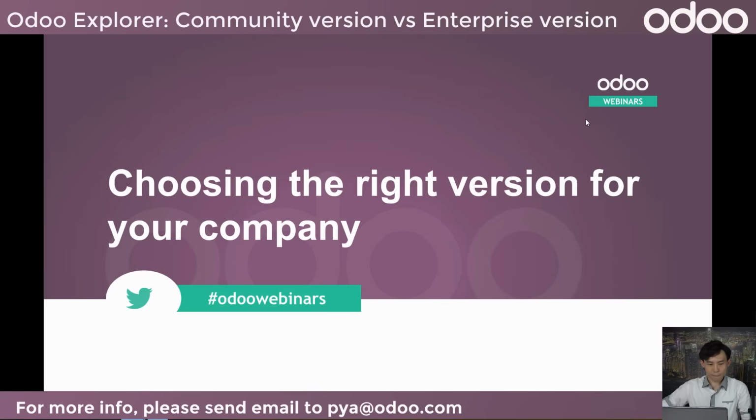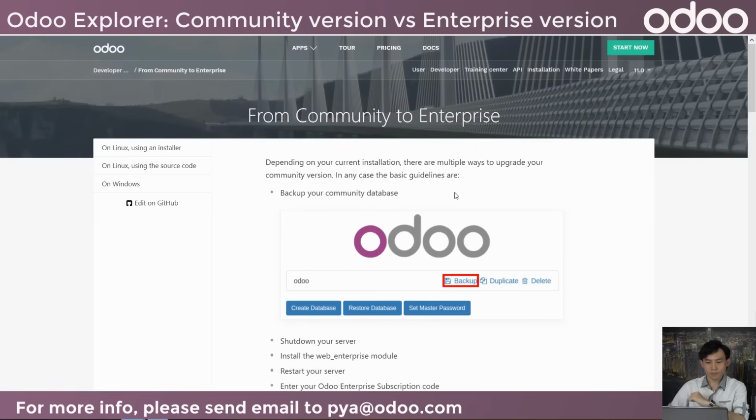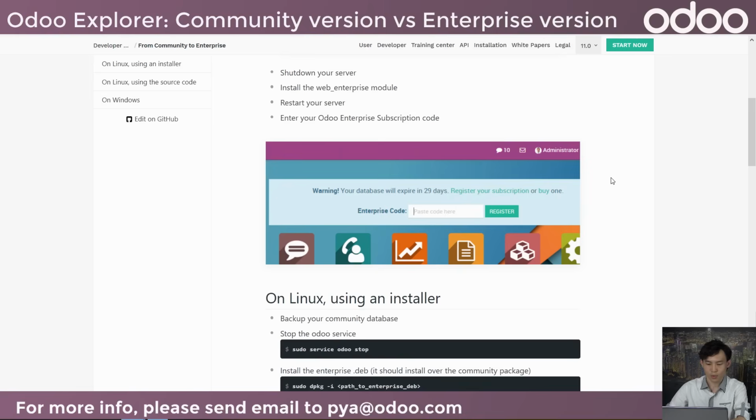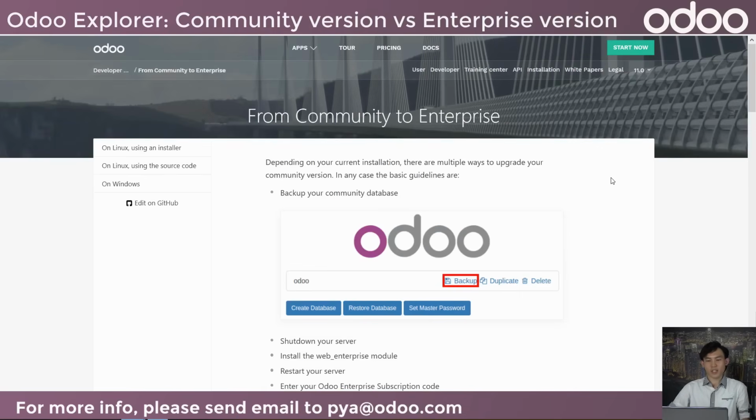But if the community is enough for your use for now, then you can stay on the community. But if you are already using community and, as said, you want to move to enterprise, there are different ways for you to do it. So first of all, of course, is to do it by yourself. And we already created this documentation right here to guide you through how to upgrade your database from community to enterprise.